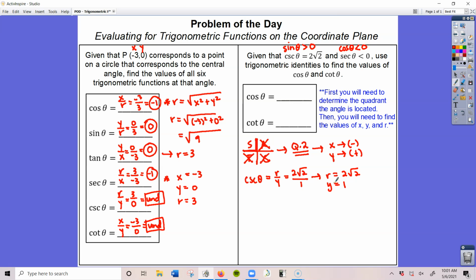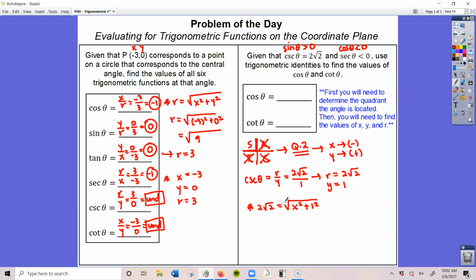So now what I need to do is figure out the value of x, because that's what I need in order to get cosine and cotangent. So remember, we're using this equation. r is equal to the square root of x squared plus y squared. We know r this time, so we make 2 square root of 2 equal to the square root of x squared, which is what I'm trying to solve for, plus y squared, which is 1.